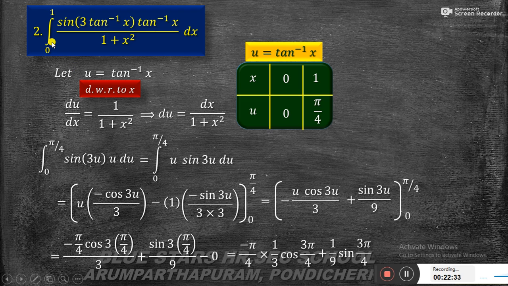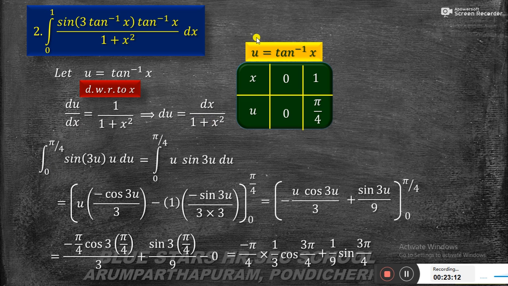Next, second problem: integral 0 to 1 sine of 3 tan inverse x into tan inverse x by 1 plus x square dx. This is our given integral. So here you see the two functions; you take the substitution u equal to tan inverse x. You differentiate with respect to x, so du by dx equal to the differentiation of tan inverse x, which is 1 by 1 plus x square. So you cross multiply: du equal to dx by 1 plus x square.